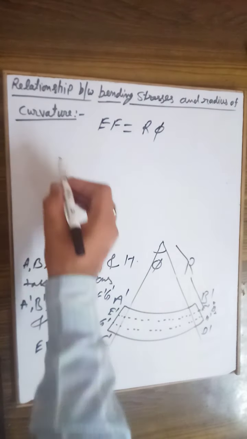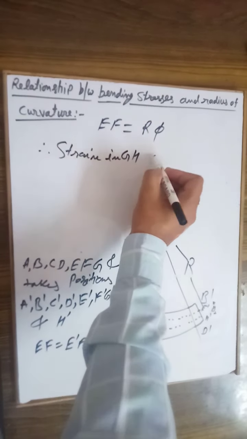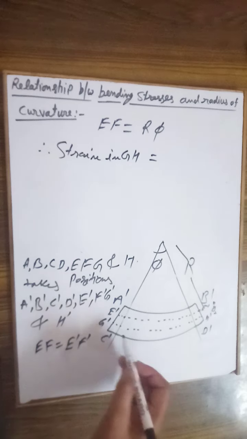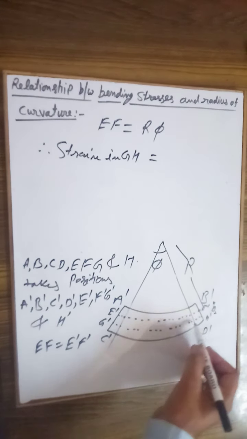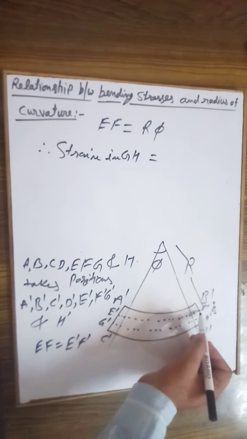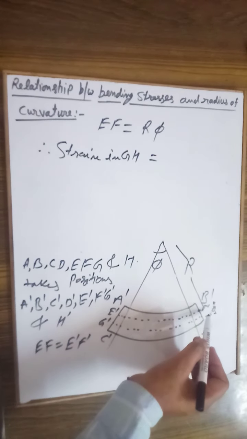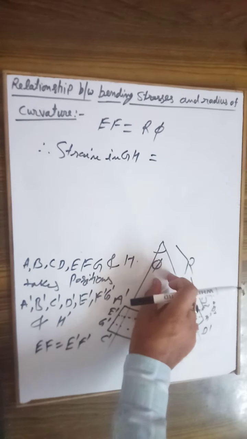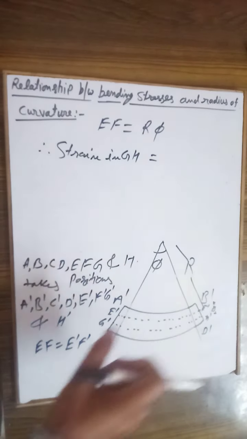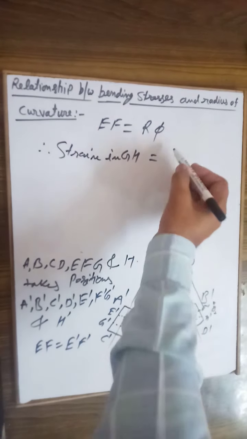Okay, and the strain in GH, that will be in this lower surface, lower part of this beam. So here it is a distance of small y from this part to this part. So what will be the radius now? It's R plus y. So it's R plus y into phi is the final value of this part. Okay, so we can say the strain is final minus initial. So directly I am putting here the values.